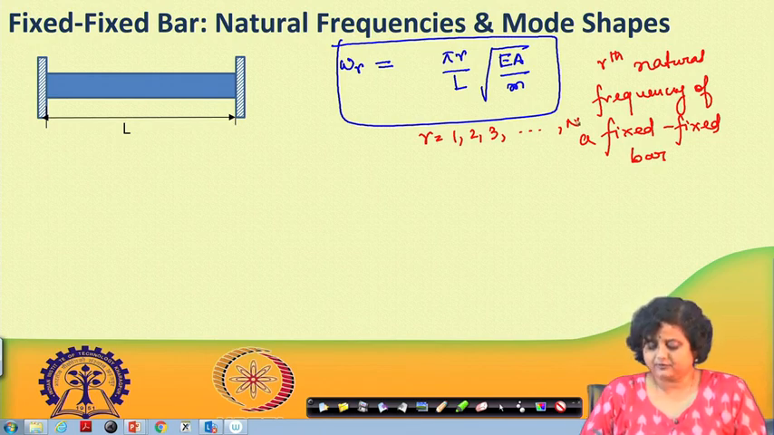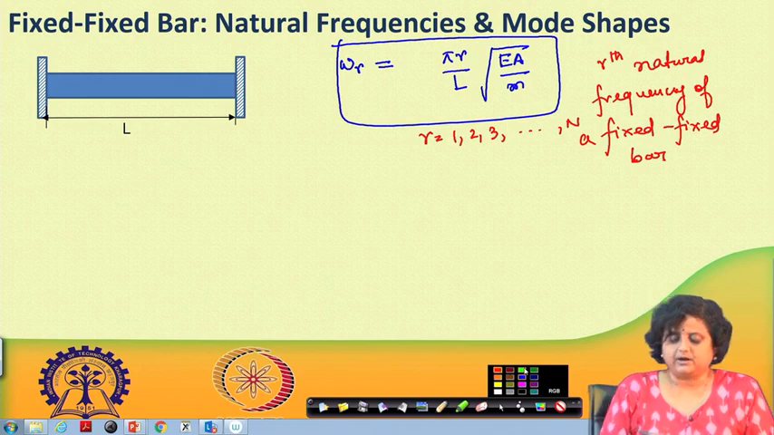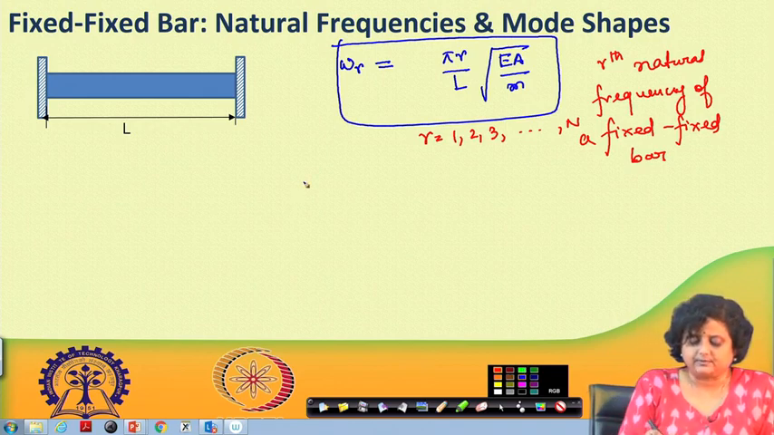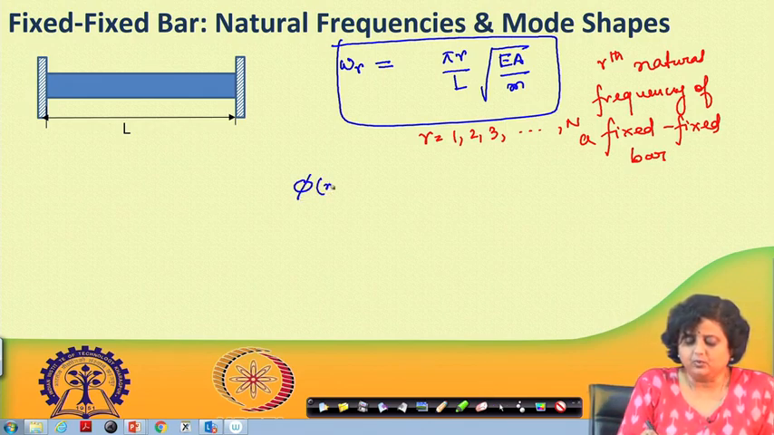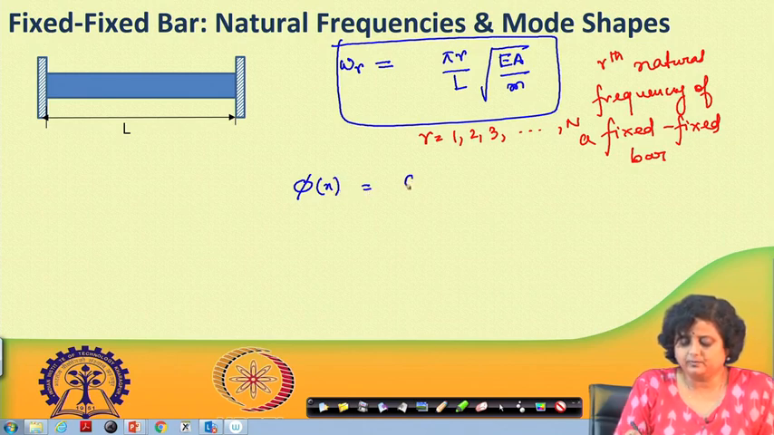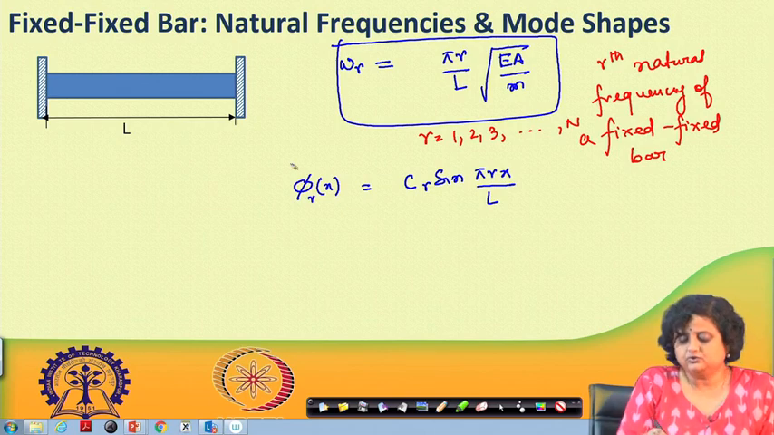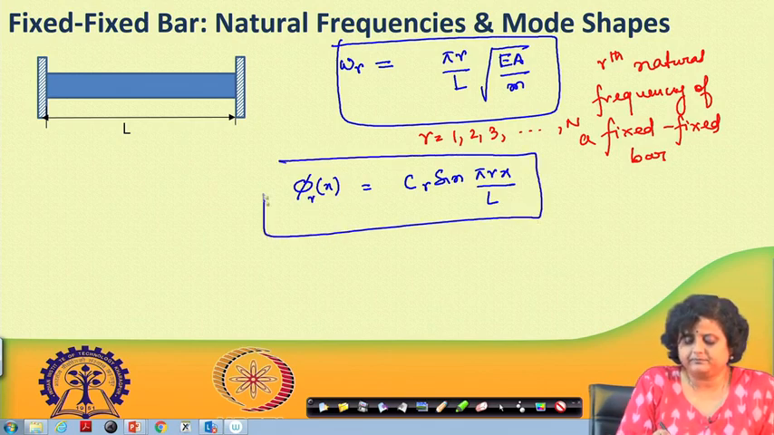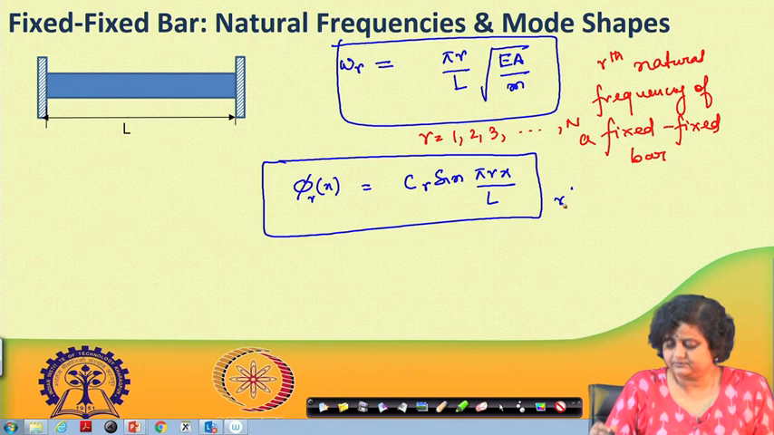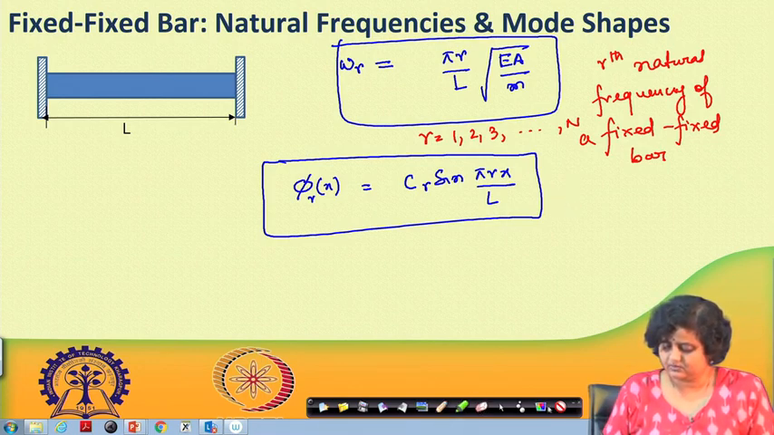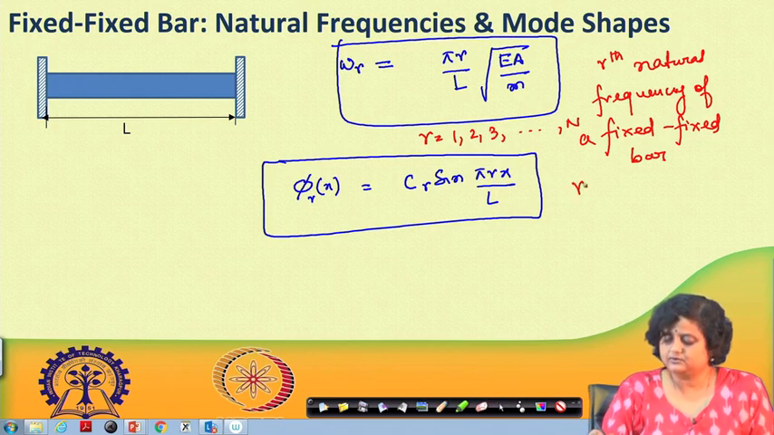Now let us find out the second part, that is the mode shape of the system. We therefore know that phi x is going to be c into sin pi r x by L. Let me put the subscript r. So, this is the rth mode shape.